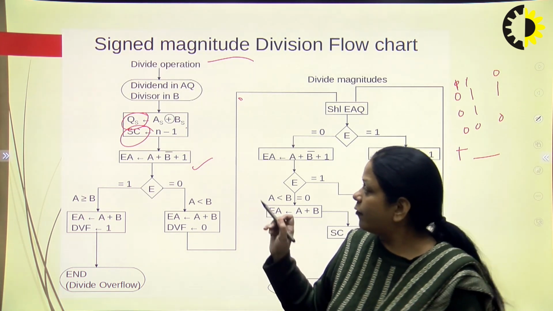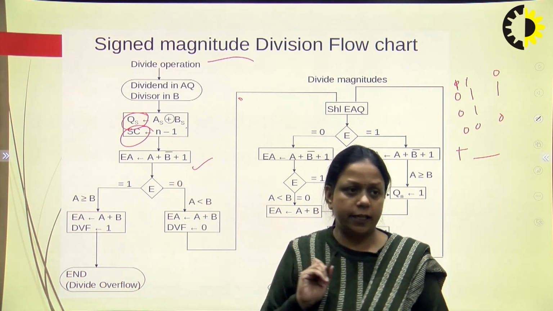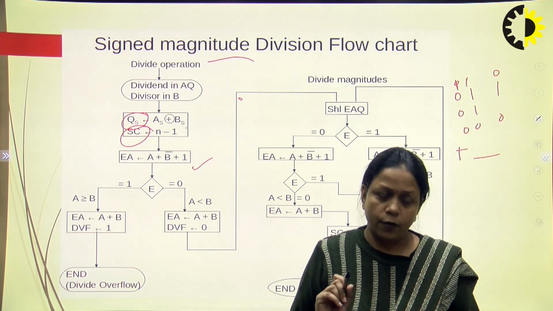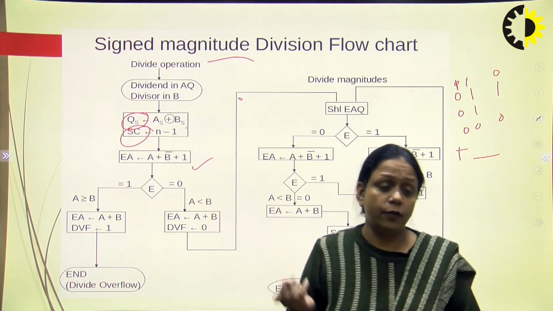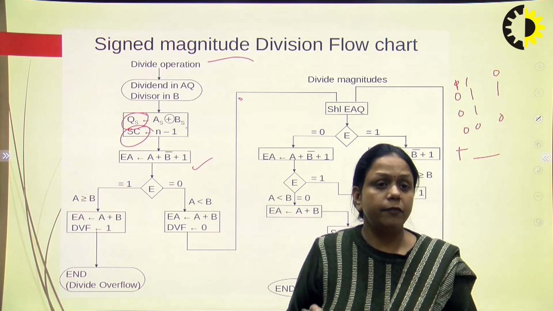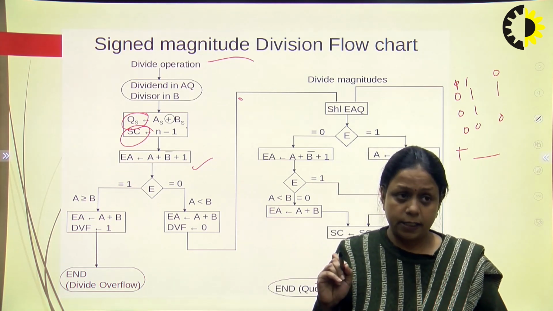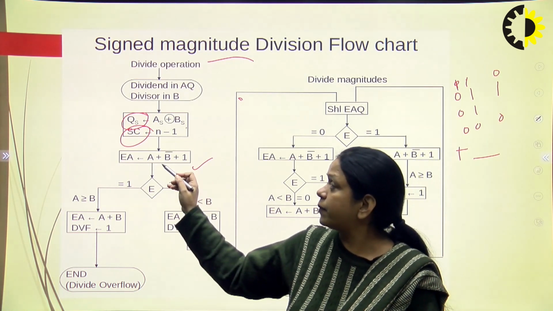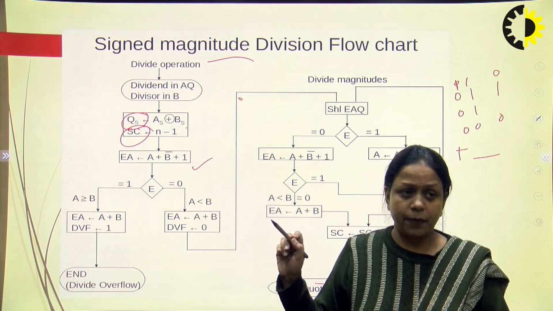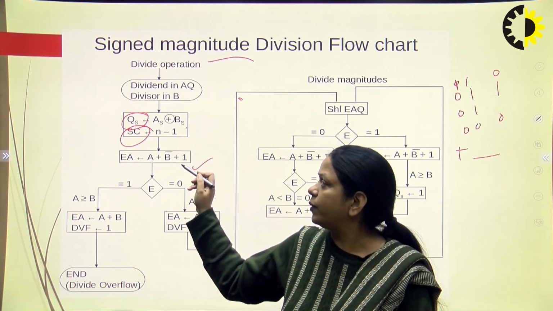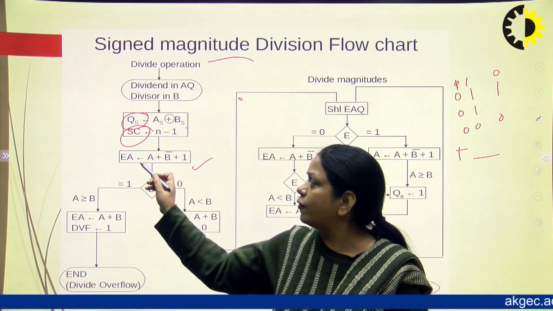We have already discussed that if the value of A is less than B, then there will be no problem of divide overflow. But if the value of A is greater than or equal to B, then there will be a problem of overflow. So we will check it with the help of binary subtraction. We will subtract A minus B using the 2's complement method of subtraction. So we will take the 2's complement of B and add it to A, and then we will find out the value of A and E.